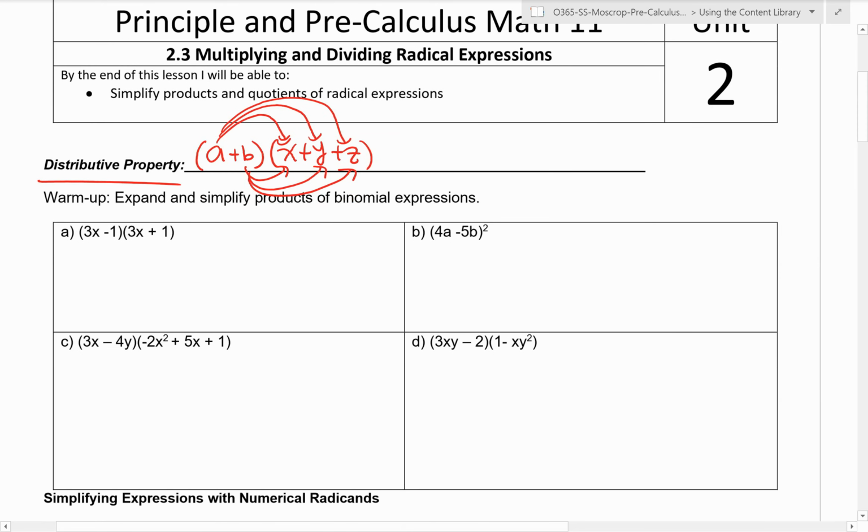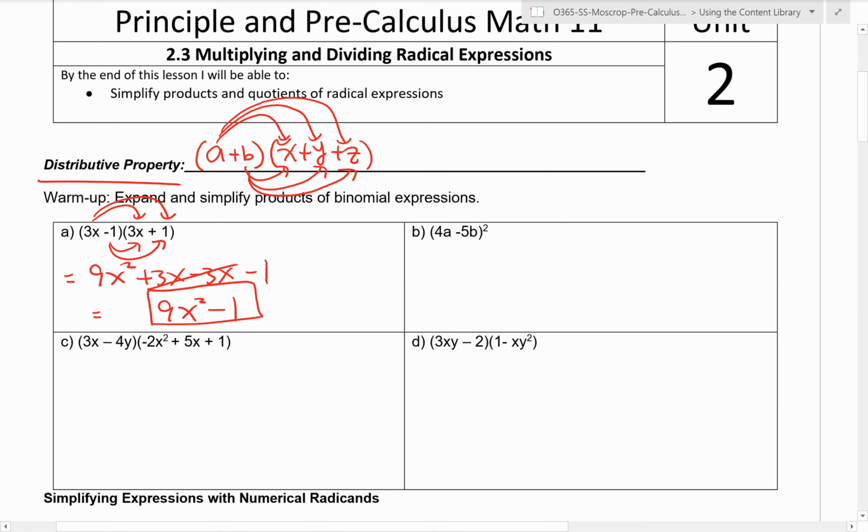Okay, so the first one, again, quickly review. The distributive property here tells us that we need to multiply 3x with 3x, which is 9x squared. 3x times 1 is plus 3x. Negative 1 times 3x is minus 3x. Negative 1 times positive 1 is negative 1. Now, the middle terms will just cancel out, right? 3x minus 3x is 0. So you end up with 9x squared minus 1, and that's your answer.